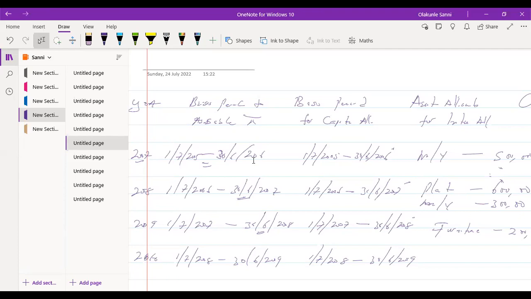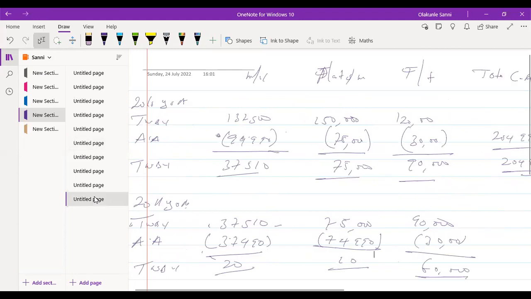I have a question. Back to last year, the 2011 year of assessment, the recent one we just completed. What of the total capital allowance cost? You are not putting any figure there. No, we haven't. You haven't given me the figure, that is why I have not put it. So what will be the total capital allowance? Annual plus all the annual allowance.